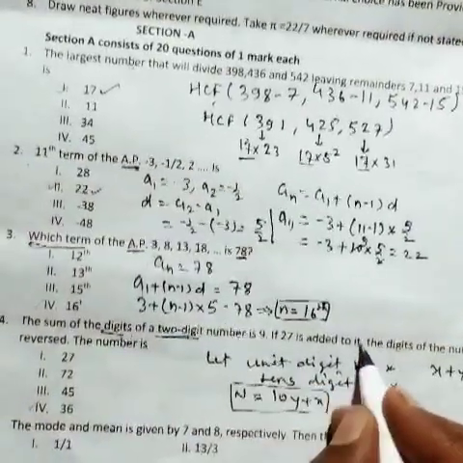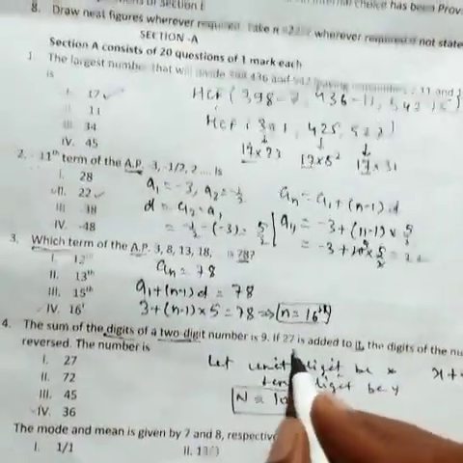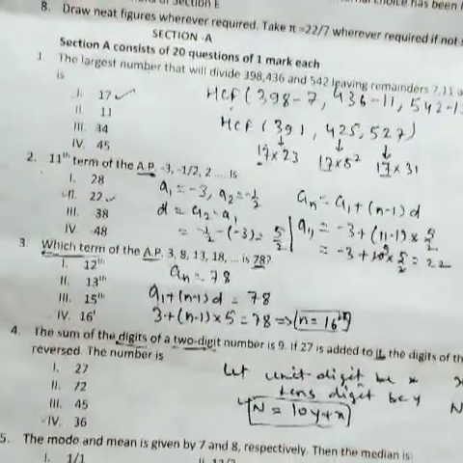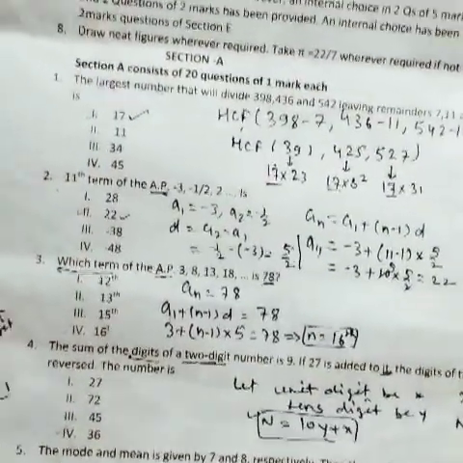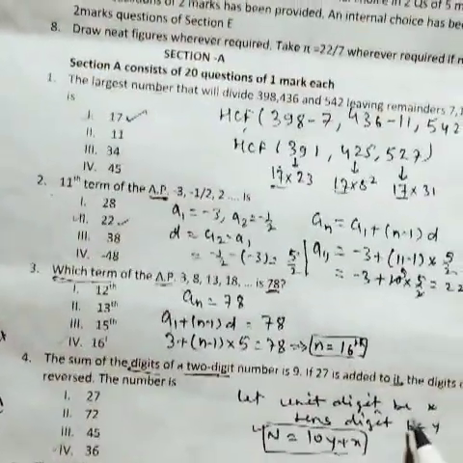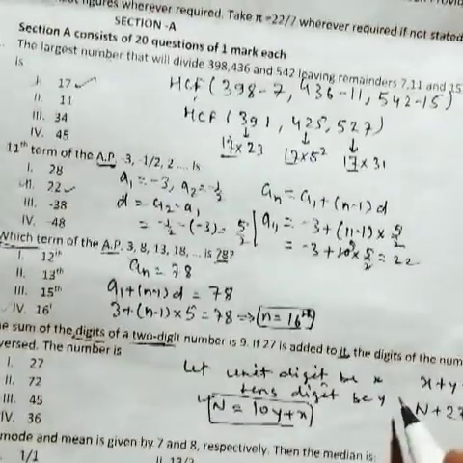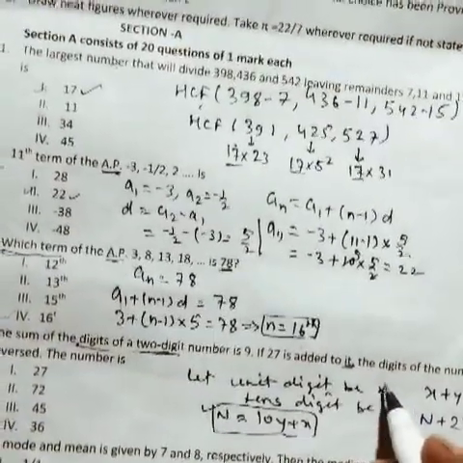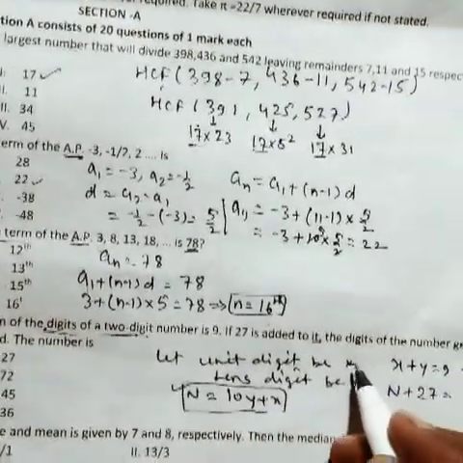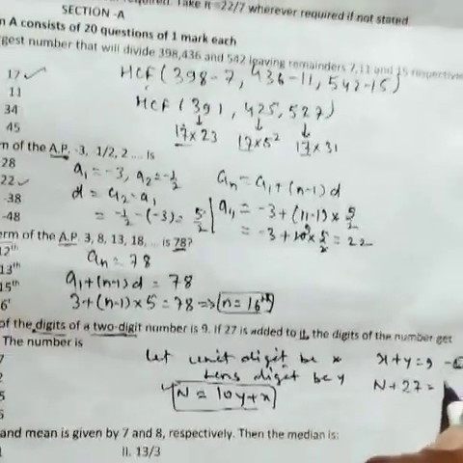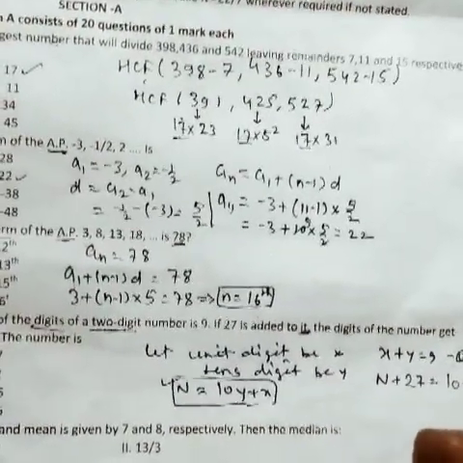This is equation number 1. If 27 is added to the number, the digits of the number reverse. It means that the unit digit becomes the tens digit and the tens digit becomes the unit digit. x takes the place of y and y takes the place of x. Here we can write 10x plus y. See?